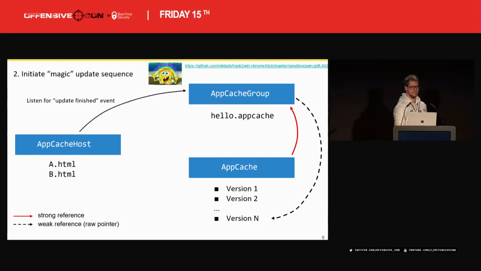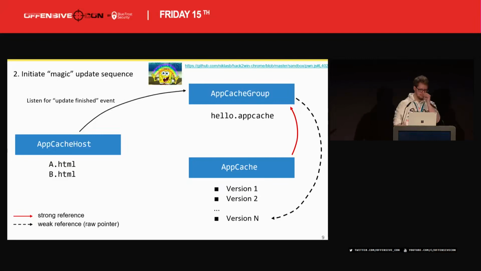Now, what Ned's fuzzer found was a magic sequence of IPC calls. And I say magic because none of us really understand how it works. But it was found by a fuzzer, so we don't really care. And that's the cool thing about fuzzing. And what it does is it puts this group into an update state where it will refetch the manifest, check if there's any new resources, and so on.